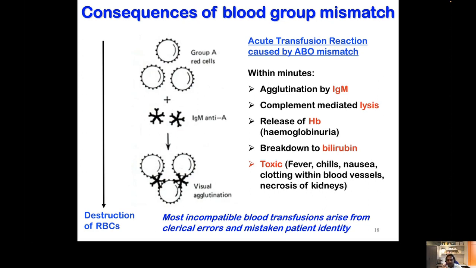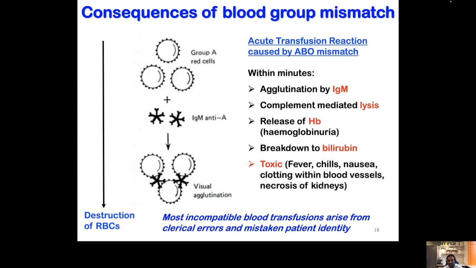So you need to remember the ABO blood group mismatch is an acute transfusion reaction because we are carrying the IgM antibodies, anti-A or anti-B, already in our body. So when this is happening, the newly transfused blood, particularly the red cells, will be bound to these antibodies and the agglutination will happen, and then the lysis will kickstart within a few minutes, and that will lead to an increased amount of bilirubin production, which will be toxic to our body.